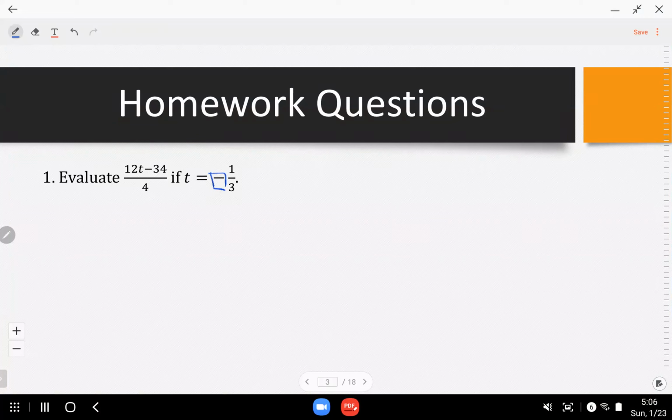Okay, so it's pretty easy from now on. Usually the first problem of the homework is going to be pretty easy. Basically you just plug it in. Okay, over 4, there we go. And then make sure you do this first, order of operations. First, let's do 12 times 1/3, which is basically 12 over 3, which is 4. Then add the negative signs. Maybe easier for some people to think about it that way. So negative 4 minus 34 is going to be negative 38 over 4.